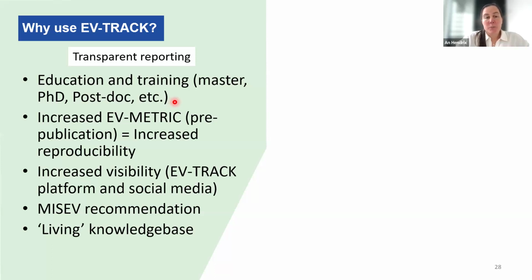Of course, by doing this pre-publication, if you receive an EV metric, you also have the possibility to make your material and method section as complete as possible, so that you increase the transparency and thereby also the potential reproducibility of your work. Because if you have worked for a couple of years towards a manuscript, if you publish it, of course, you want other people to be able to reproduce and confirm the results that you obtain, because this is what we need if we, for example, want to validate biomarkers or therapeutic applications.